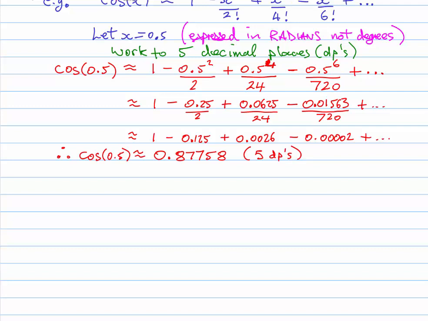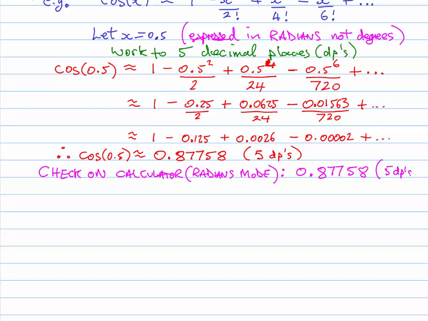Right, let us check on a calculator. And in brackets, just emphasize once more, radians mode, because you're going to have a completely different answer if you put it in degrees mode. We actually get 0.87758. Again, we've rounded it to 5 decimal places. Okay, and obviously what we have here is very good agreement.